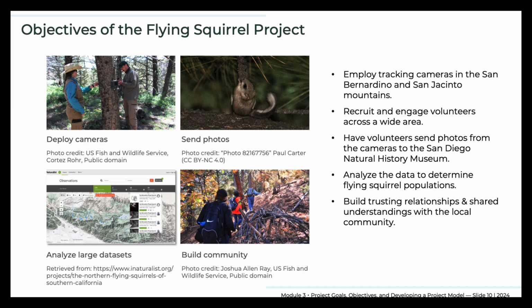3. Have volunteers send photos from the cameras to the San Diego Natural History Museum for review and storage, and post photos on a project website to allow tracking of flying squirrel locations. 4. Analyze the data to determine flying squirrel populations. And 5. Build trusting relationships and shared understandings with the local community.